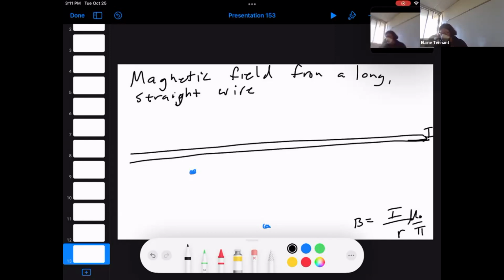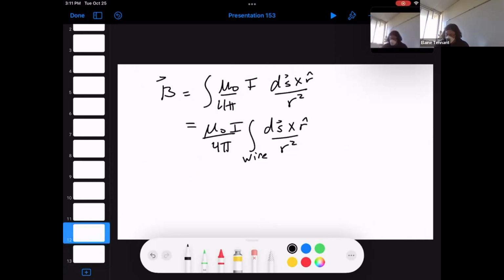Okay, so I think I'm going to stop here. When we pick up next time, we will pick out a point P. We'll write down for that point P what R is, what ds is, what I is, and then we'll try to do this integral.